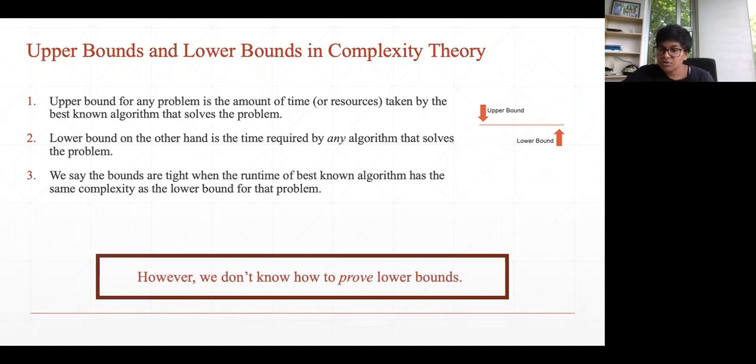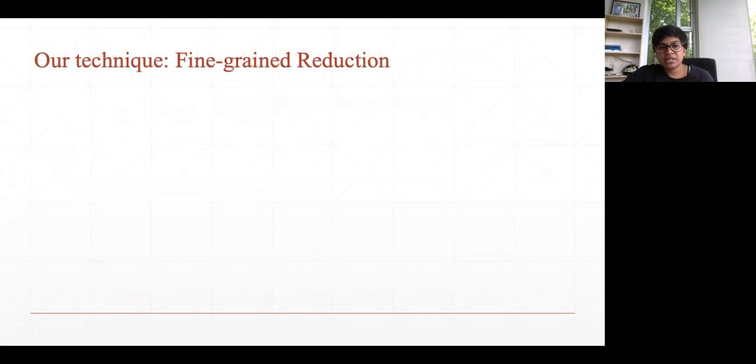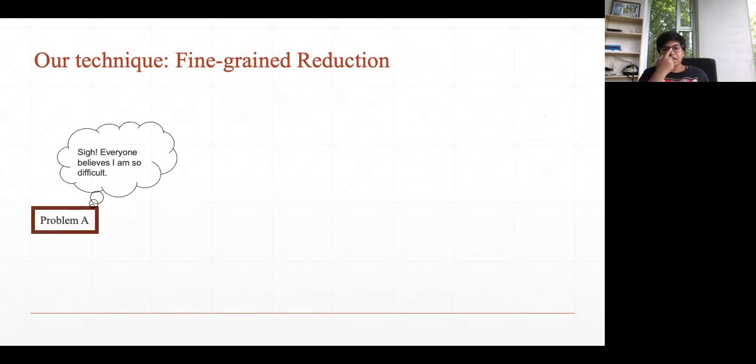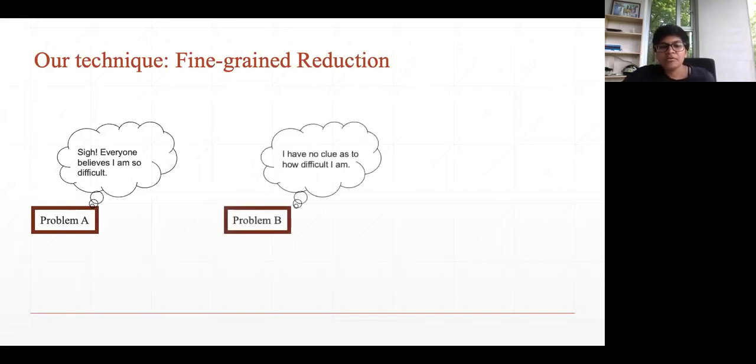But unfortunately, we do not know how to prove lower bounds. So we resort to a technique called fine-grained reduction, and I will briefly explain what it is. Now, suppose that you have a problem A, which is very well studied. People have put a lot of effort into it, but people are not able to improve on the best known, almost trivial algorithm for problem A. And suppose we have another problem B, which is also a useful problem, but it's not as well studied as problem A.